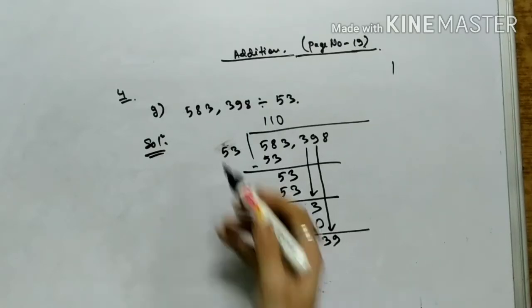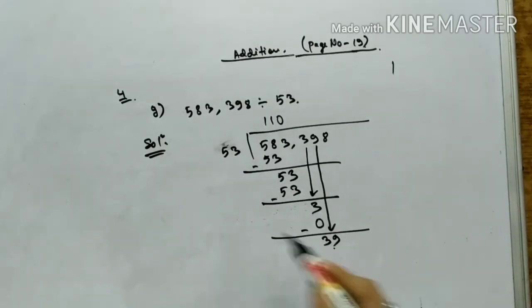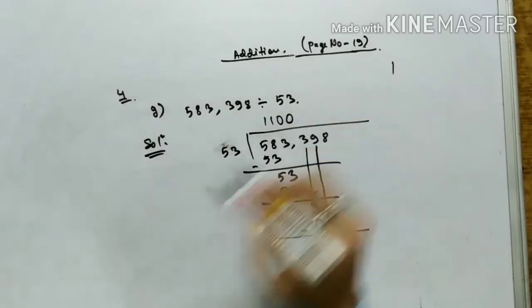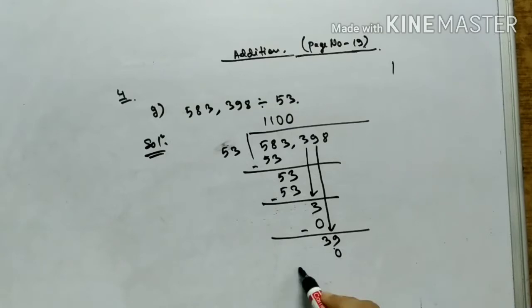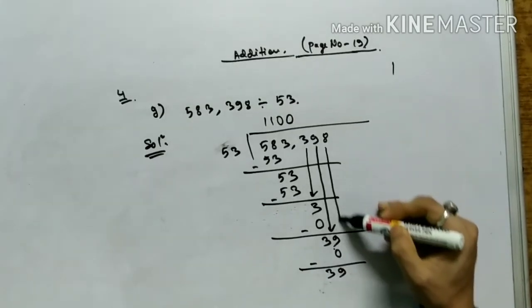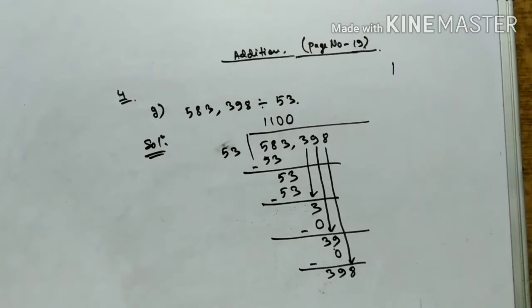Now you see, now also I cannot divide. This is 39 and this is 53. Now also I cannot divide. So what I will do? Again I will give a 0 here. So this is 0, 39 minus 0, 39, and next 8 will come down.